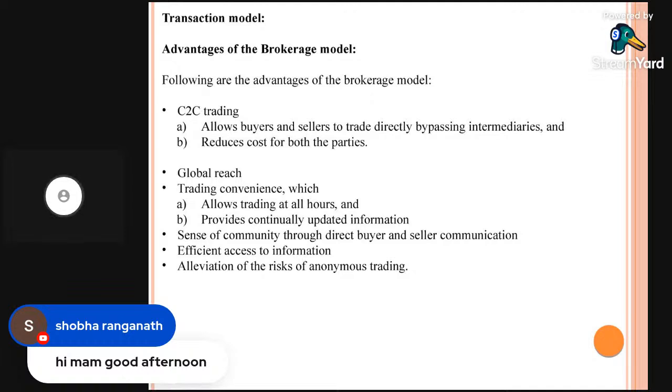Under brokerage, the price discovery mechanism has 3 kinds, known as the auction, reverse auction, and market exchange.